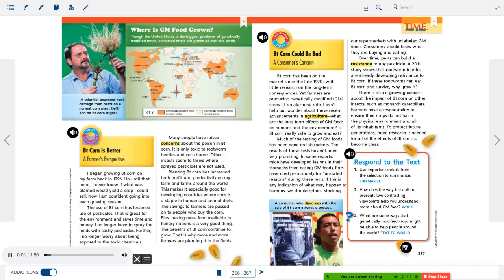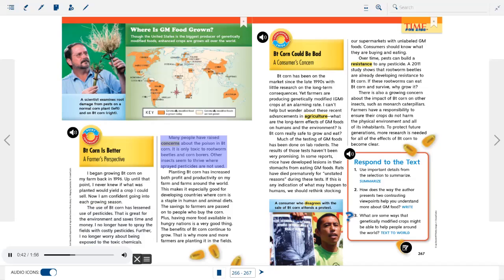Point, counterpoint. Bt corn is better, a farmer's perspective. I began growing Bt corn on my farm back in 1996. Up until that point, I never knew if what was planted would yield a crop I could sell. Now I am confident going into each growing season. The use of Bt corn has lessened use of pesticides. That is great for the environment and saves time and money. I no longer have to spray the fields with costly pesticides. Further, I no longer worry about being exposed to the toxic chemicals.